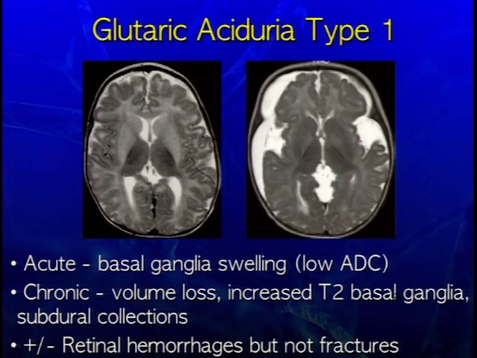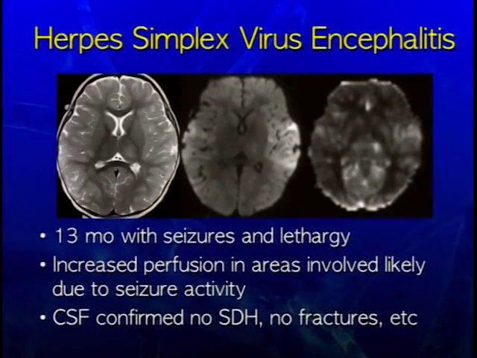Well, it turns out that retinal hemorrhages can occur in these kids as well. So I think that's why there's a confusion: the retinal hemorrhages are seen, then the big subarachnoid or subdural collections are seen, and abuse gets raised as a possibility. But I think any well-trained neuroradiologist or pediatric neuroradiologist would recognize the basal ganglia findings and the enlargement of the CSF spaces in the temporal lobes that indicate this is more likely to be glutaric aciduria, and that can be confirmed on testing. Herpes simplex virus encephalitis is something to be aware of.